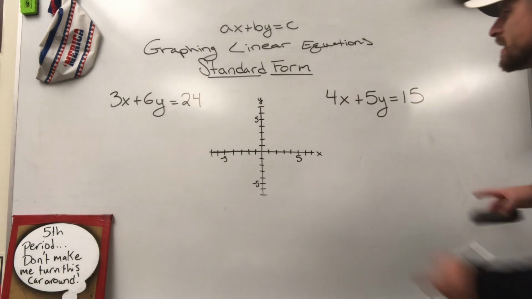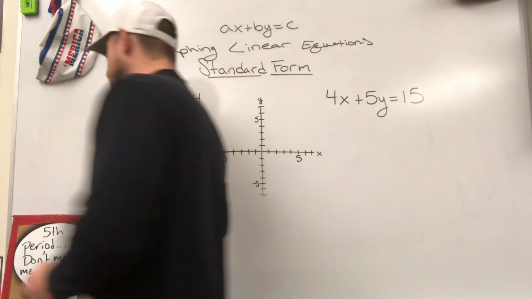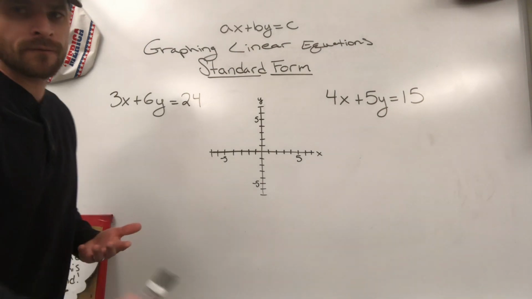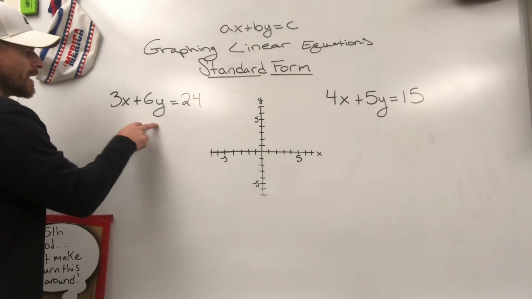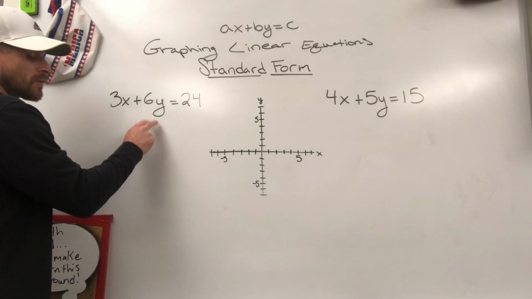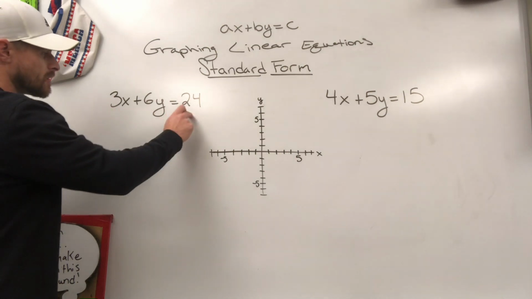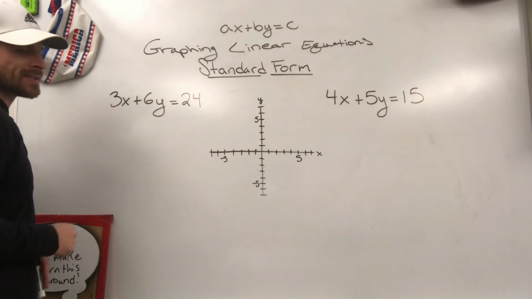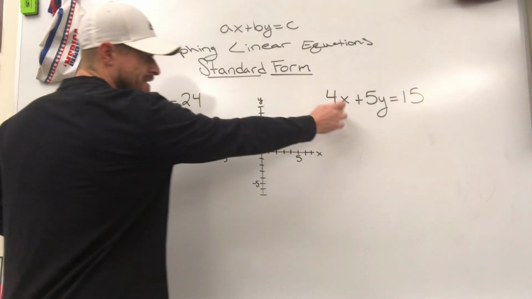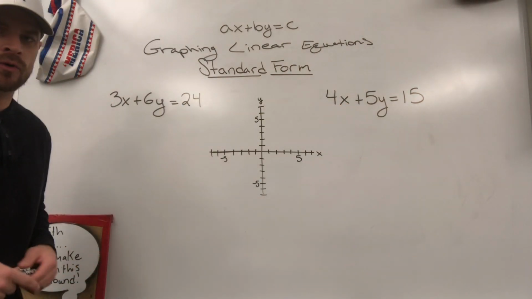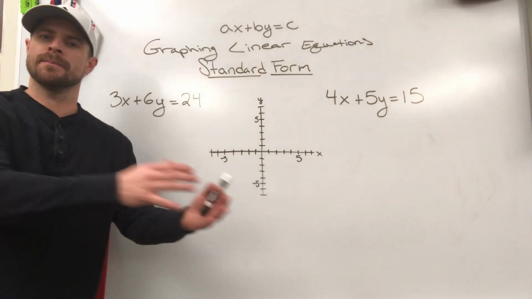So which one of these would I use the zero method on? Which one would I convert to a different form? I'm going to tell you right now that this first equation in standard form, I'm going to use my zeros on this one. This is the one I'm going to convert to slope-intercept form. Now, what's my reasoning behind the y?